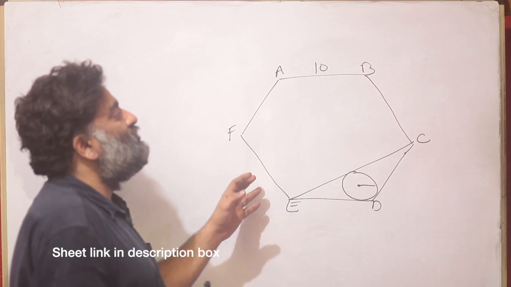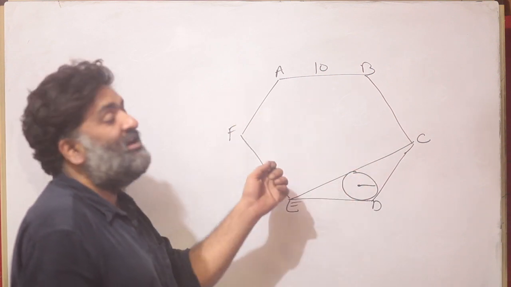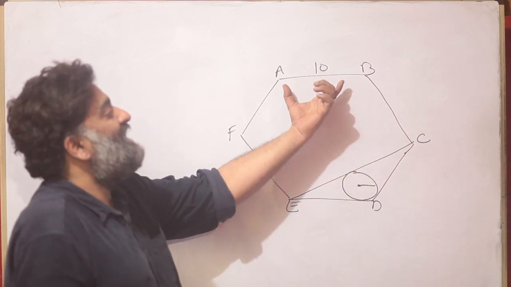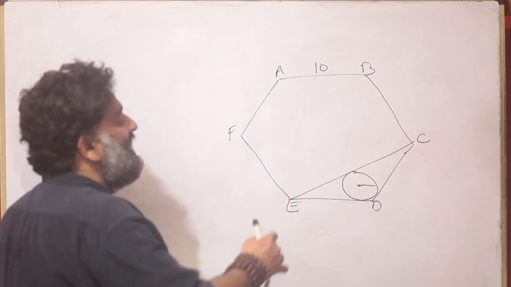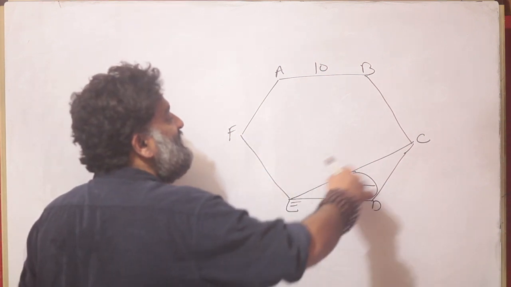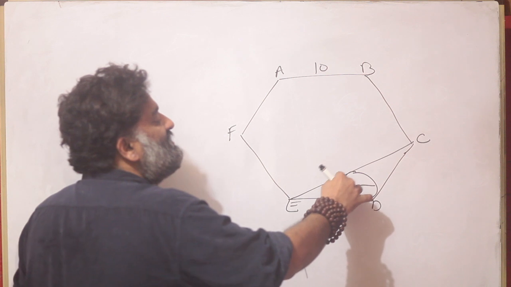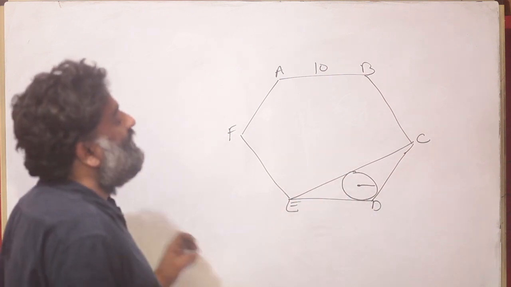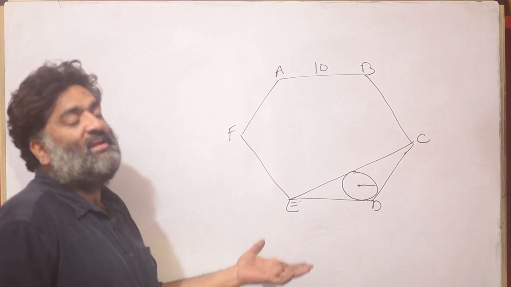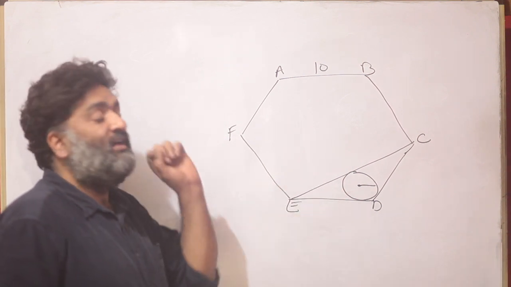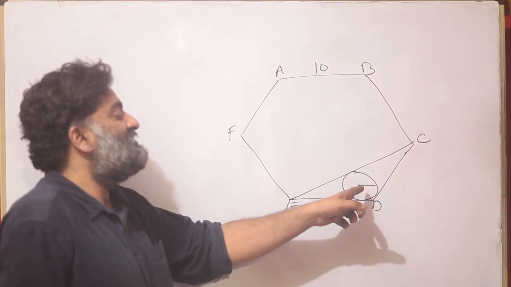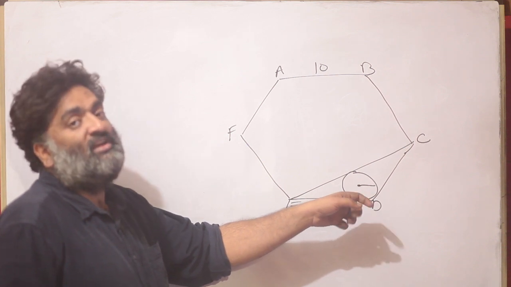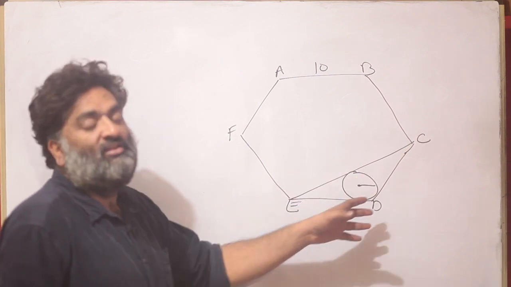So the problem given to me was that there is a regular hexagon with the side as 10 units, and inside the triangle DEC a circle is inscribed. Find out the radius of this circle. So on the surface it might look like a hexagon problem, or if you can spot it quickly, this is essentially asking you about the inradius inside a particular triangle.